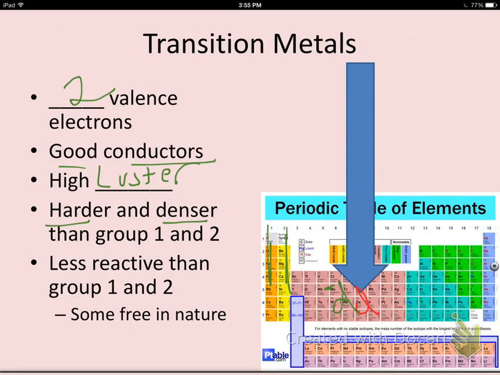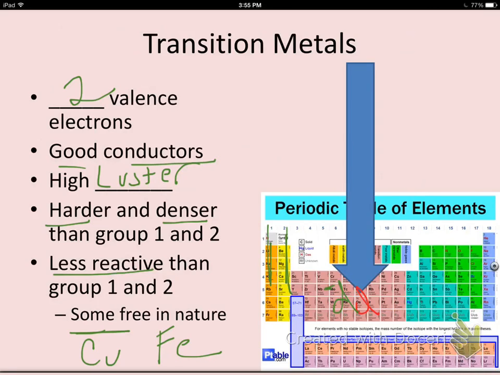They are harder and denser than group 1 and 2. They are less reactive than group 1 and 2. Some of those will be found free in nature. For instance, you can go copper mining or iron mining and get the metals that are not in compounds. So we're seeing a trend here that as we go across the periodic table, the reactivity goes down.